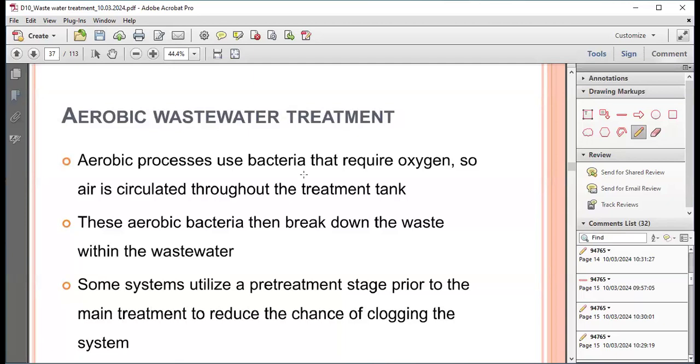So, aerobic wastewater treatment. Aerobic processes use bacteria that require oxygen, so air is circulated through the treatment tank within the wastewater. Some systems utilize pre-treatments prior to the main treatment to reduce the chance of clogging the system. What's the meaning of clogging?